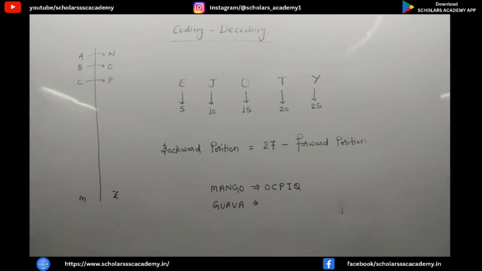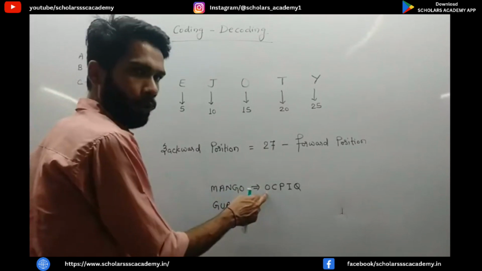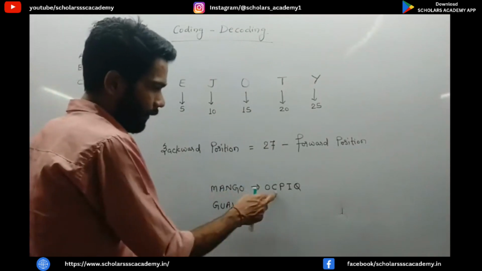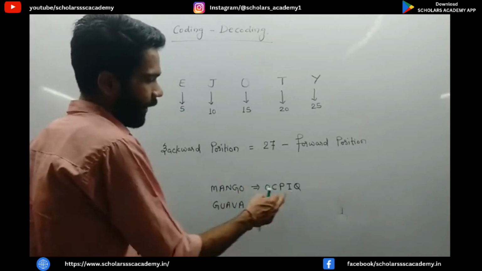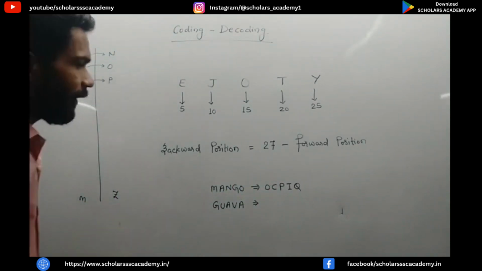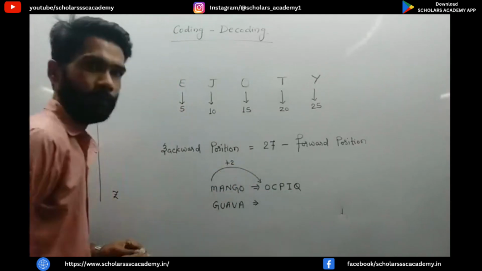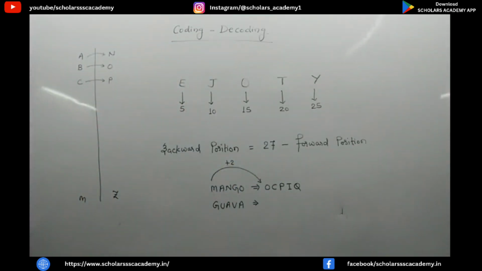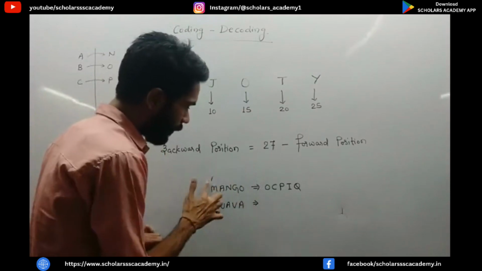What is happening here? We are doing +2 for all the letters here. M becomes O. M, N, O. Here, A, B, C, N, O, P, skipping one letter and taking the next one. G, H, I, O, P, Q. Clear? So the coding can be considered as +2. In terms of position, you are adding 2 to all the letters. So first type. In this case, they have added 2 to all the letters.